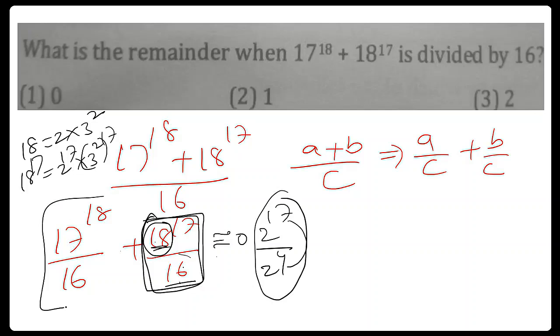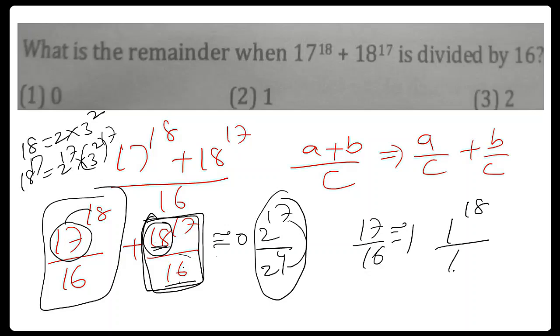Now I have to find the remainder in the first expression. 17 when divided by 16 leaves a remainder 1. As this 17 occurs 18 times in the numerator, this becomes 1 power 18. 1 power 18 is 1. When 1 is divided by 16, the remainder is 1 only. Right? Is this clear?